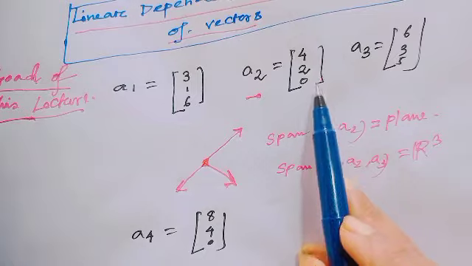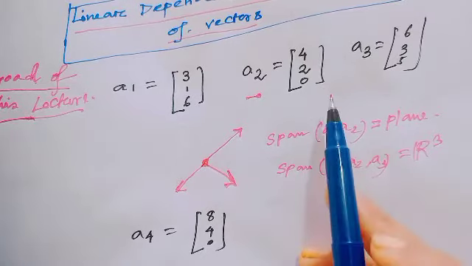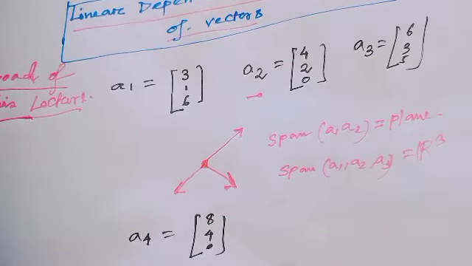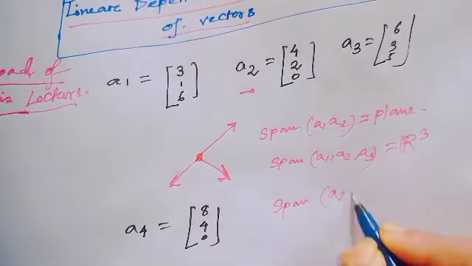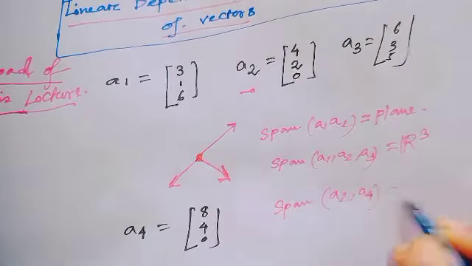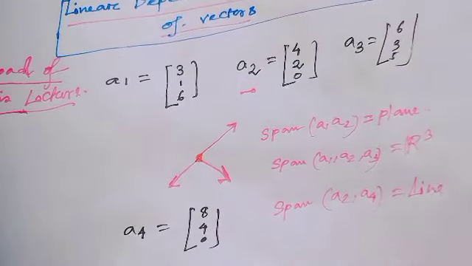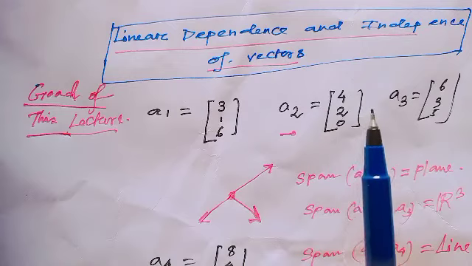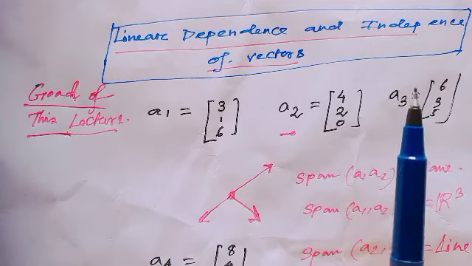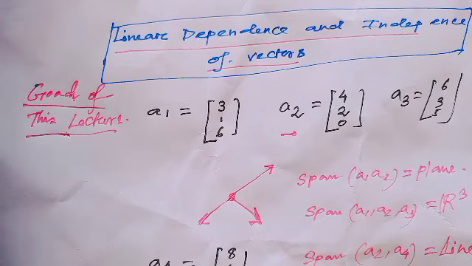These two vectors are actually on the same line. So the span of A2 and A4 will actually be a line. This is our first goal of this lecture: how I will find linear dependence and independence of vectors. It is very important, not only in vector spaces, but also metric spaces, topological spaces, and so on.